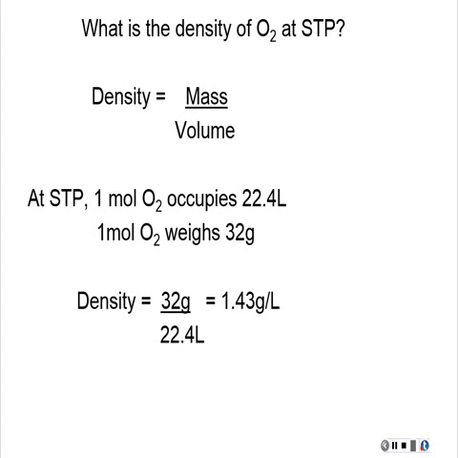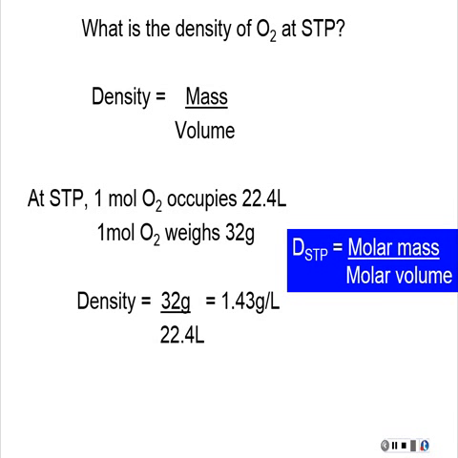So we can find the density of any gas at all at STP. All we have to do is have its formula and a list of atomic weights. Works out pretty easy. So here's a little formula then. D at STP equals molar mass divided by molar volume.